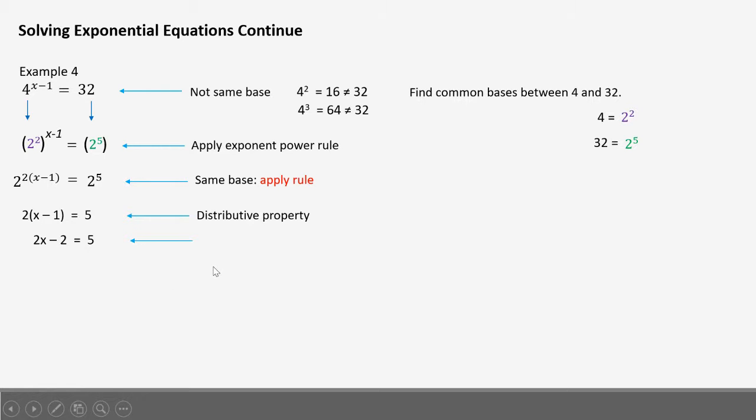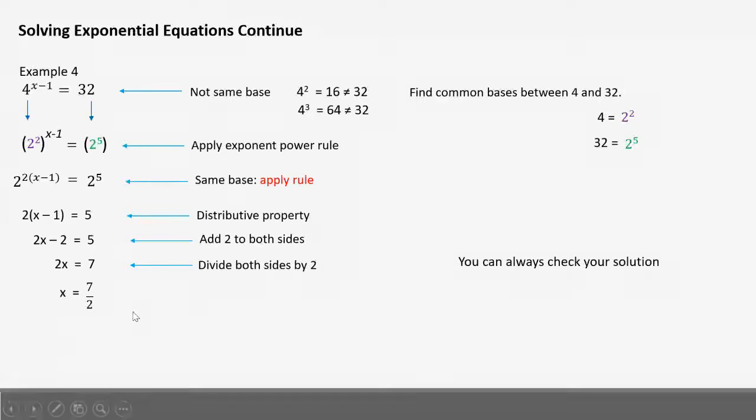And then just a simple one variable equation. You add 2 to both sides, right? So we have 2 here and 2 here, right? They'll cancel, so we have 7. So then we divide both sides by 2, which is 7 over 2. And again, you can always check your solution.